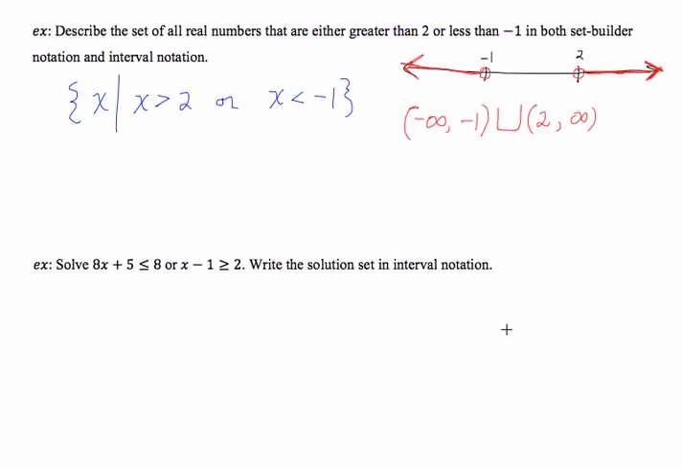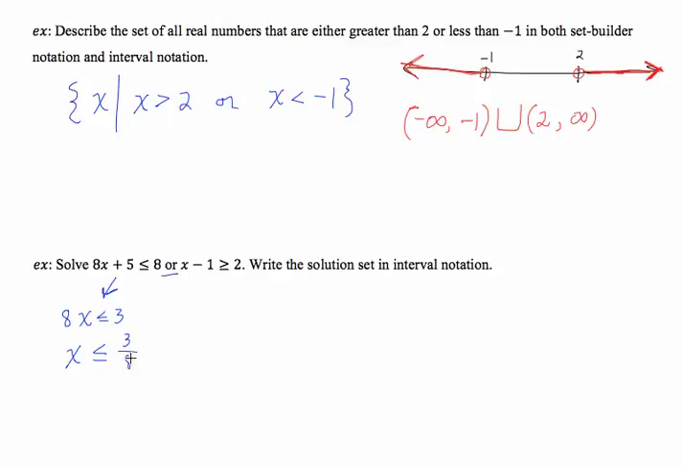And let's do another example. Let's solve 8x plus 5 is less than or equal to 8, or x minus 1 is greater than or equal to 2. So this means find all the x values that solve either this inequality or this inequality. So first we need to solve each inequality for x. So this inequality, to solve for x, we need to isolate 8x, so we'll subtract 5 from both sides, giving us 8x is less than or equal to 3. And then we would divide both sides by 8, which is positive, so the direction of the inequality stays the same.